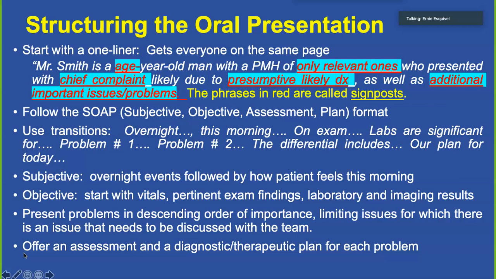So in general, my recommendation is that you structure the oral presentation in this fashion. Start with a one-liner. The one-liner serves to get everyone on the same page. I usually recommend using the same format for a one-liner every single time. So the example is Mr. Smith is a such and such year old man with a past medical history of whatever diseases are relevant, who presented with a chief complaint likely due to the presumptive likely diagnosis, as well as additional important issues and problems. The phrases in red are what we call signposts, and they help us to think about the case before the presentation.